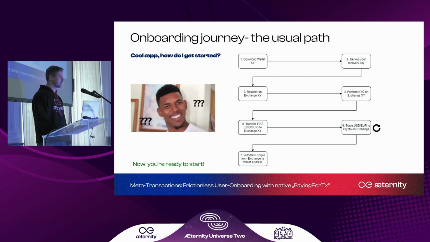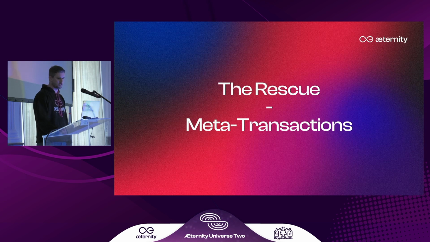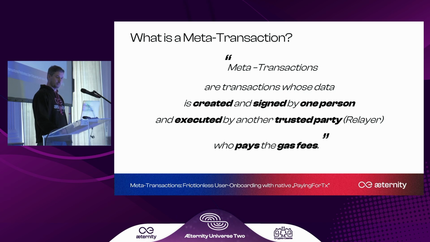And the rescue for that are meta transactions. So what's the meaning behind that? I'll just read it out here. Meta transactions are transactions whose data is created and signed by one person and executed by another trusted party, the relayer, who pays the gas fees. I hope it's quite understandable. So people can just transact and do what they want, but they have somebody else paying their transaction fee, which is required for the blockchain.